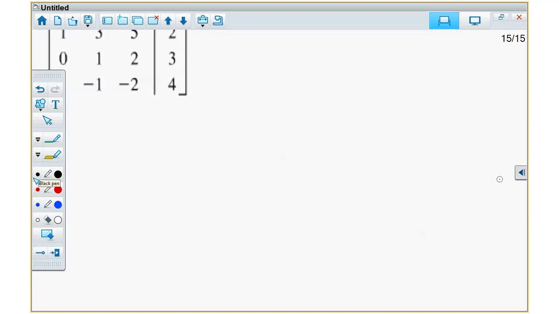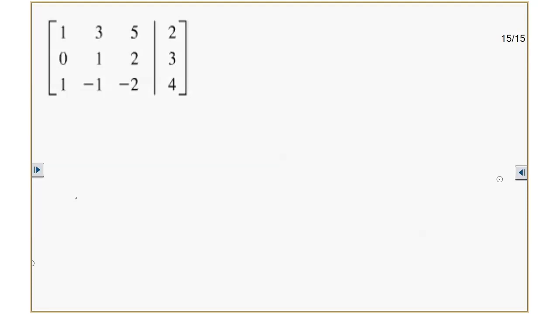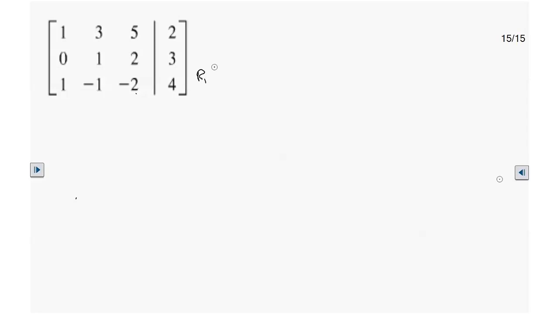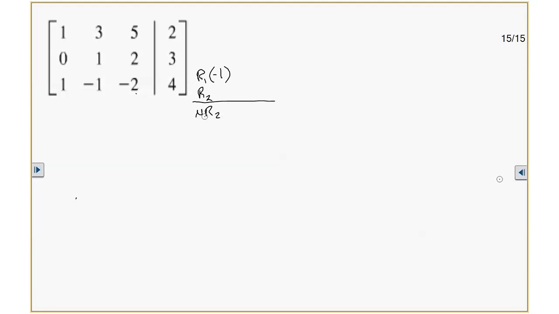All right, so we got 1, 3. I'm going to leave it that way because that 1, 0 and that 1 are all in the right spots. You could get rid of whatever you wanted to, whenever you wanted to, but I'm going to stick with the plan and take row 1, multiply by negative 1, add it to row 3 to get new row 3.